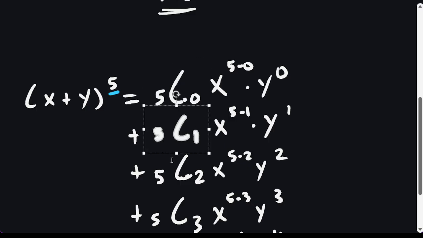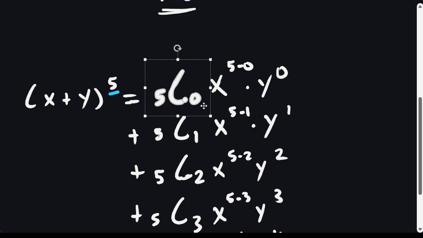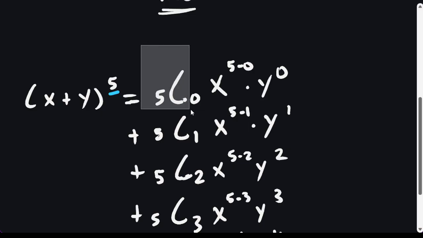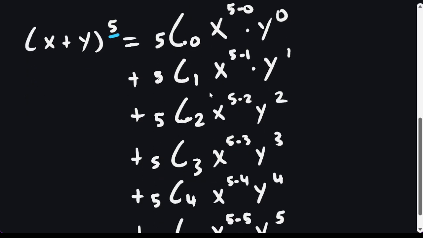And we can go ahead and evaluate them because we know that 5 choose 0, for example, would just be 5 factorial over 0 factorial times 5 minus 0 factorial. We know the formula for combinations, but there's actually a quicker way to do this, and that's where Pascal's triangle comes in.